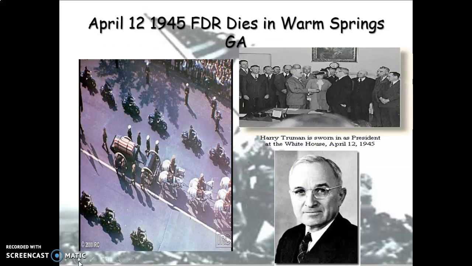April 12, 1945, FDR dies about 82 days into his 4th term as president. Remember, the 22nd Amendment hasn't been passed yet, so he served 4 terms as president, the only president to do so. Harry Truman will take over as president.